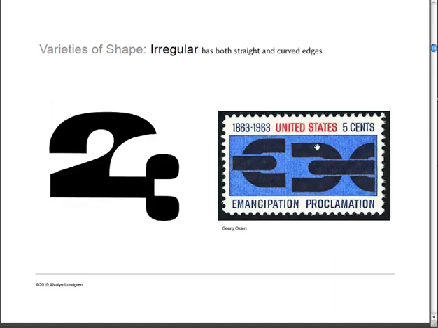Irregular shapes are made up of both curved and straight edges. So as we look at the 2, 3, we have a straight edge into a curved edge. It straightens out. There's a corner. There's another straight. There's another straight. Then we go into a curve and so forth.